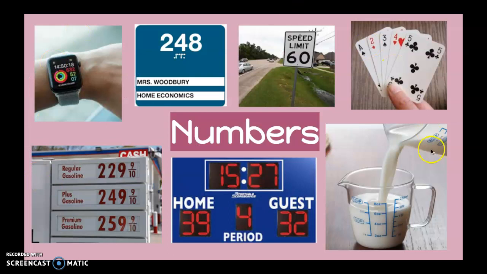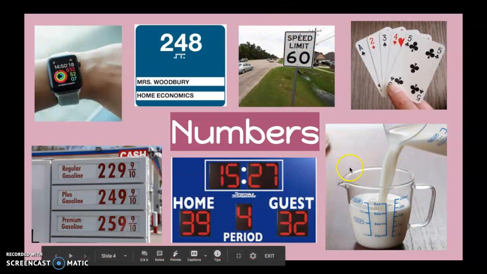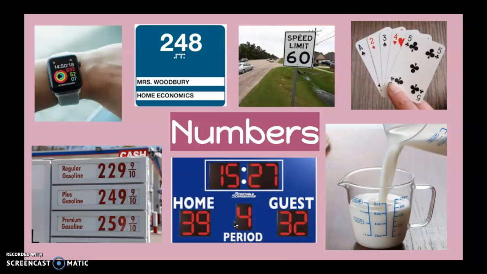So we see numbers all the time. All day long, we see numbers. You can see them on watches, street signs, while you're cooking, when you're driving around, and even during sports games. And we need to know how to read numbers using place value, because where that digit is determines its value and what number we have.